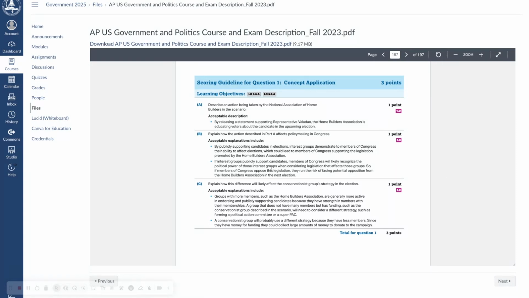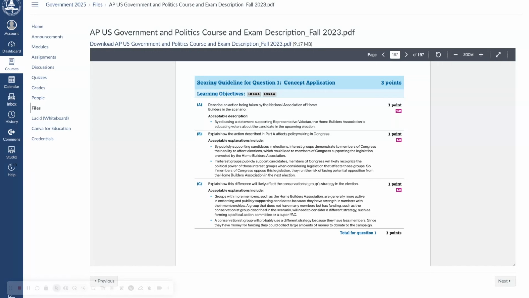So in order to get each point, there are different pieces. For example, remember how we talked about the three separate parts? If you describe the action being taken by the National Association of Home Builders, you're going to get 1 point there. That second part, explain how the action described in Part A affects policymaking in Congress. You can see how some examples are provided of what the person who is scoring this might potentially be looking for. And if they see those points, then they're going to give you that point.